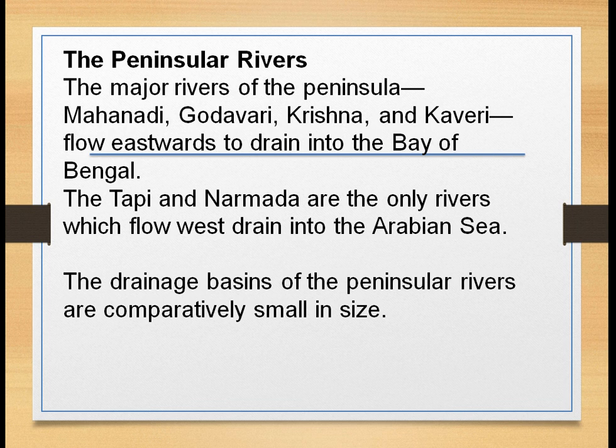Peninsular rivers. In the Peninsular rivers we have the major rivers. We know the names. In your locality also the rivers will be there. The Peninsular rivers Mahanadi, Godavari, Krishna, Kaveri flow eastward to drain into the Bay of Bengal. And here is a very interesting point. Only two rivers pour their water into the Arabian Sea. The names of the two rivers are Tapi and Narmada. The drainage basins of Peninsular rivers are comparatively small in size.